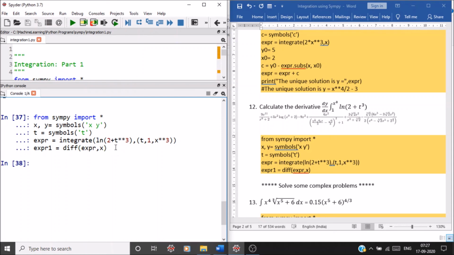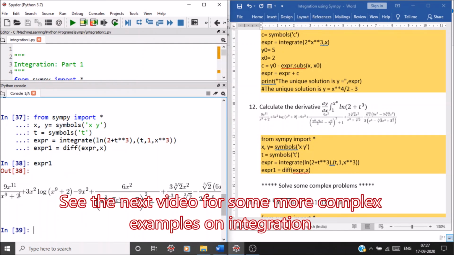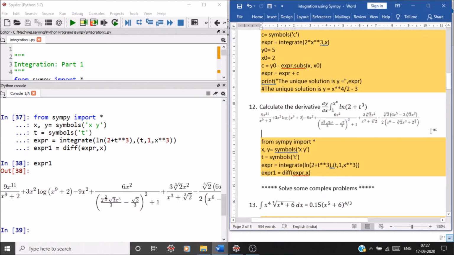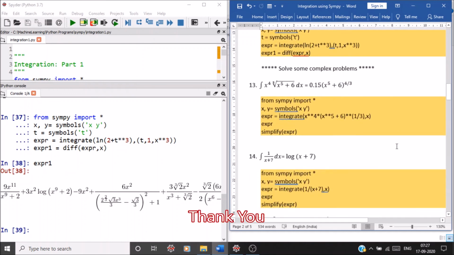So we can see the result, expr1. This is the result. It's huge. You can see here this one is the result. Now you can see some more complex ones to solve.